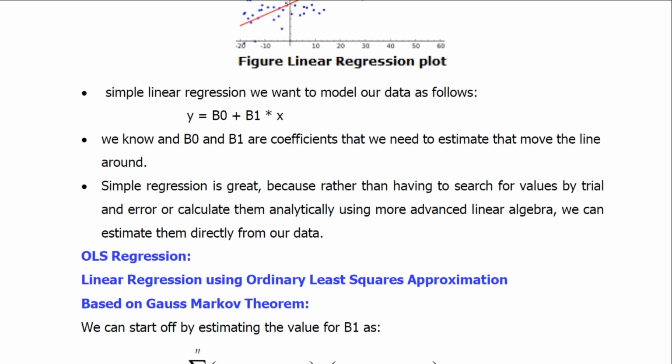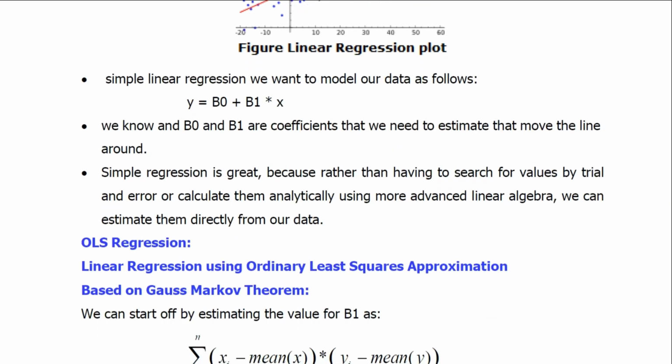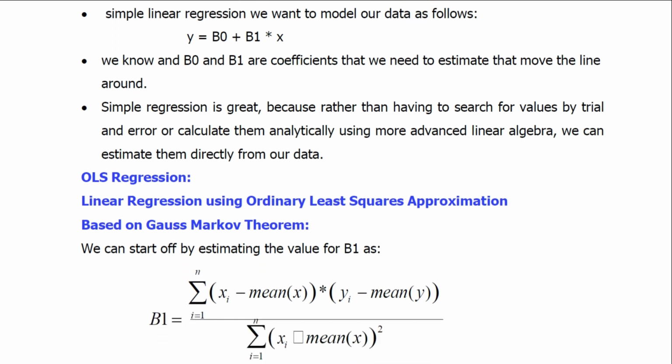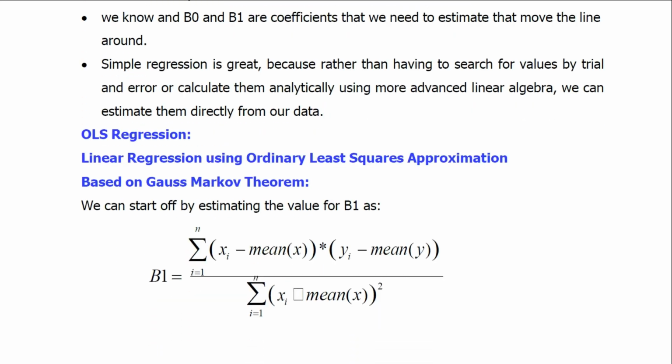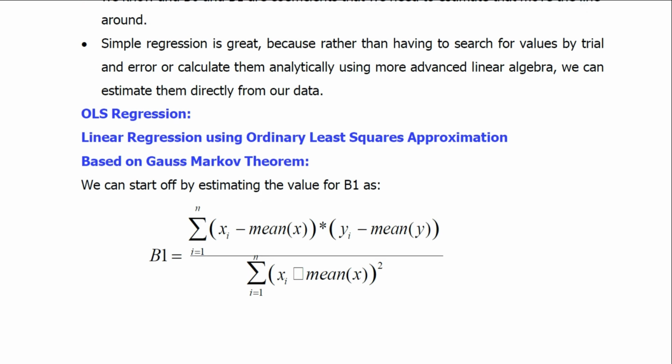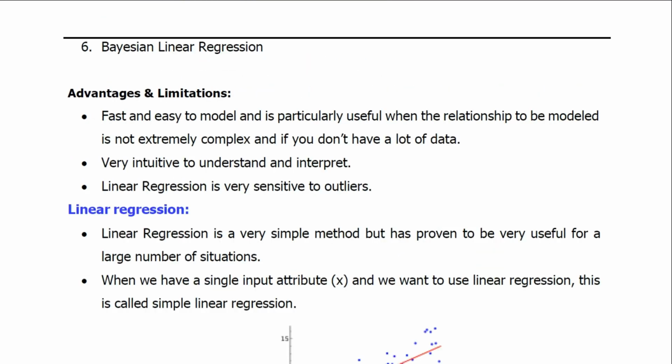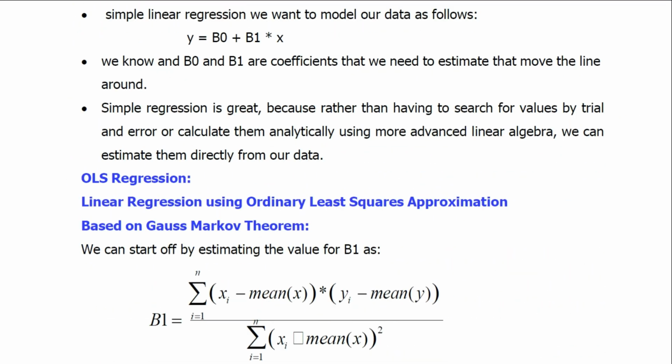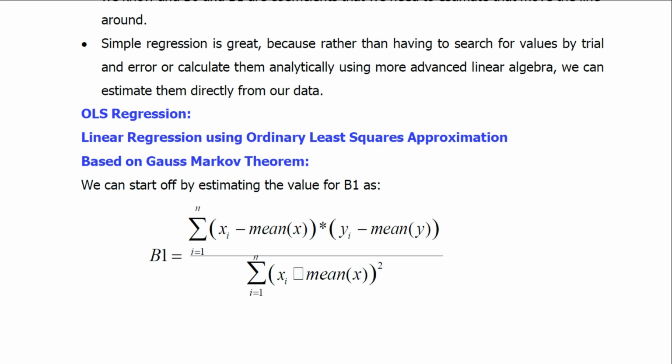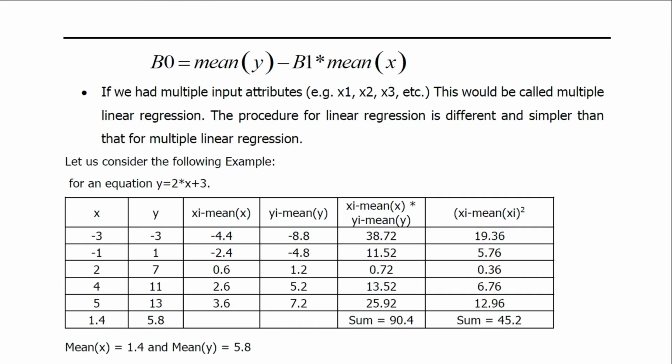Simple regression is great because rather than having to search for values by trial and error, or calculate them analytically using more advanced linear algebra, we can estimate them directly from our data. Linear regression using ordinary least squares approximation, based on the Gauss-Markov theorem. We can start off by estimating the value for b1, using the formula below to calculate the slope. The formula involves summation. The intercept value is then calculated and stored as the b0 and b1 variables.